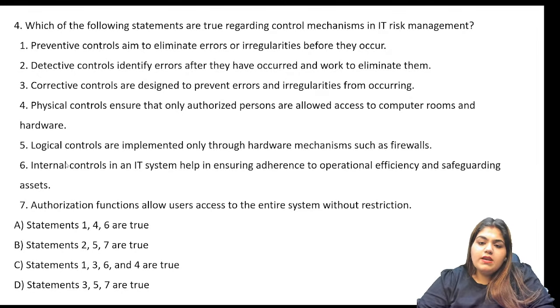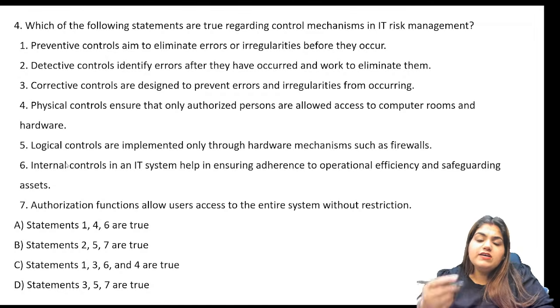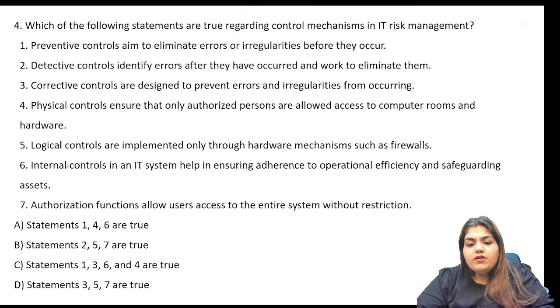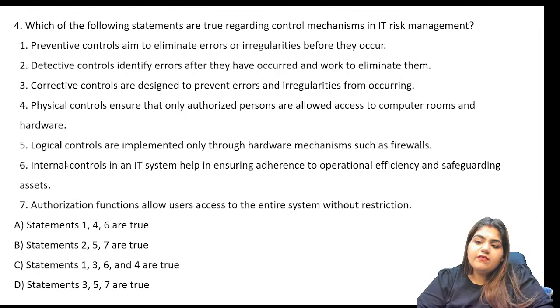Statement number 1 is correct. Preventive control eliminates the error or irregularities before they occur. We prevent, we are stopping. Detective controls identify errors after they occur and work to eliminate them. Detective controls identify that there is an error. We do not eliminate them.